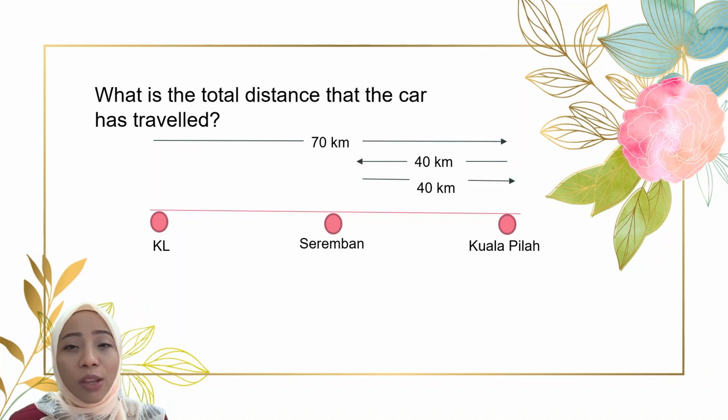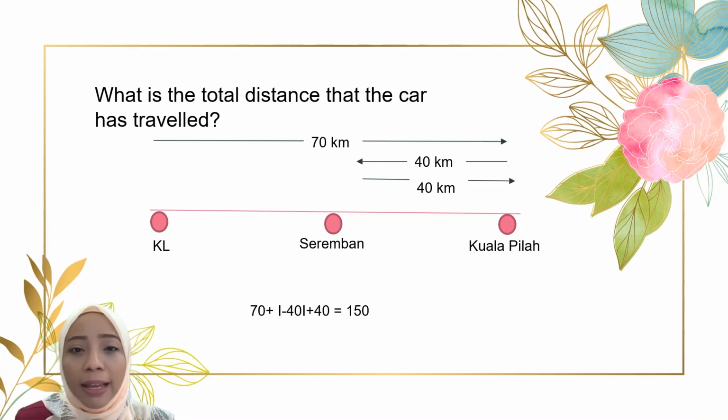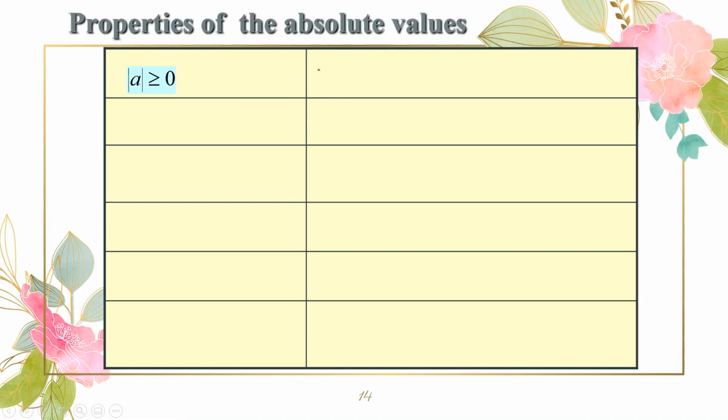Can you tell me what is the total distance that Sarah has traveled? Yes, 70 km plus negative 40 km, but we've put absolute values here, and plus with 40 km. So total up will give us 150 km.